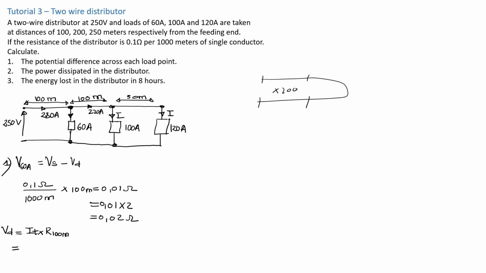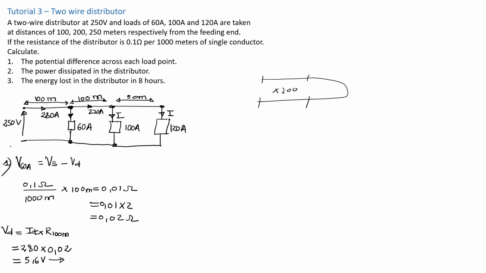This section is having most of the current. So we're then going to say 280 times the resistance, which is 0.02, then we can find the answer to be equal to 5.6 volt. So our voltage drop at this point is 5.6 volt.